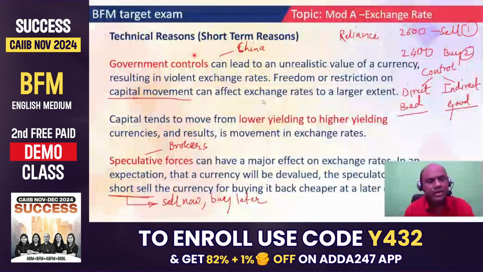So government controls, remember, demand and supply. In our country, Bharat, we don't do these things. Our government doesn't interfere directly in the market. See, here there are two types of controls. Let me come to this point. One is direct, second is indirect.